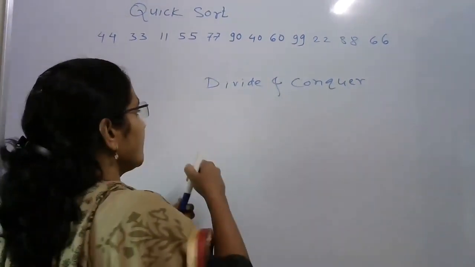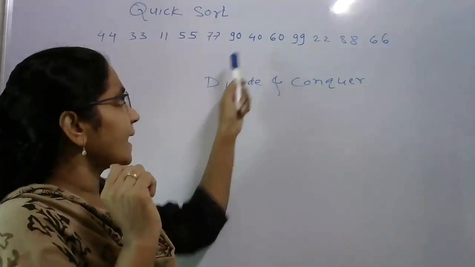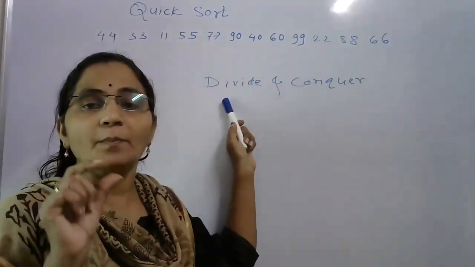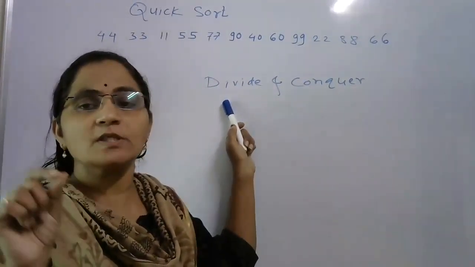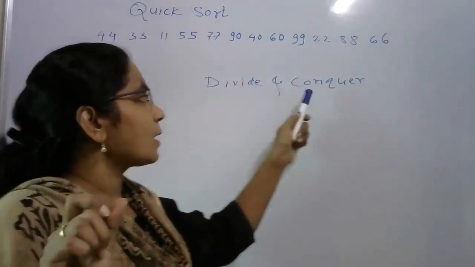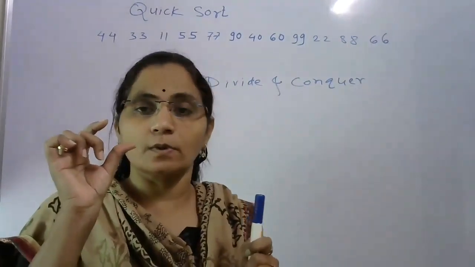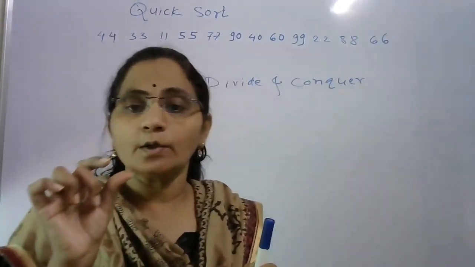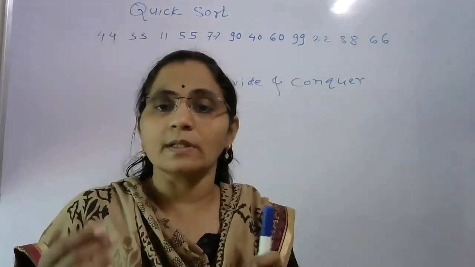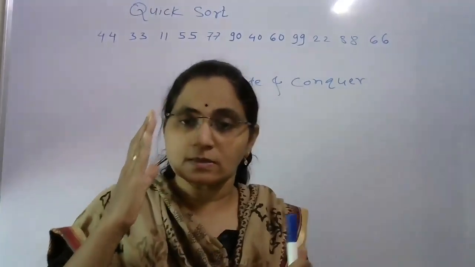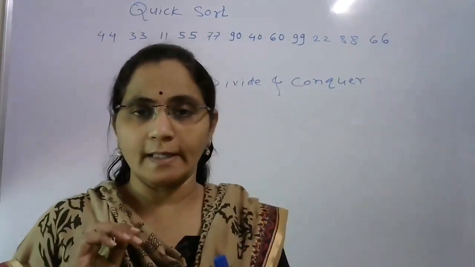Divide and conquer. What do you mean by divide? Divide means the given whole array is divided into a number of small problems. Divide the large problem into small problems, and conquer means to solve. Once the large problem is divided into small problems, again you have to solve the subproblems. So this is called the divide and conquer technique.